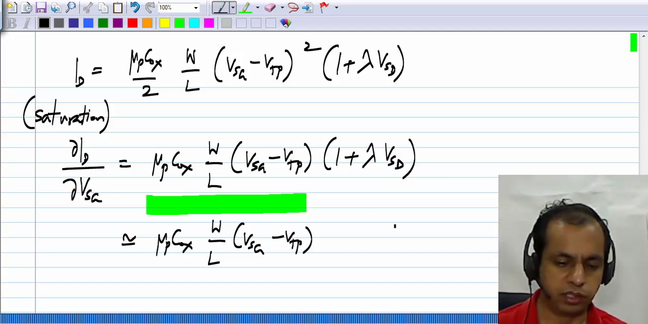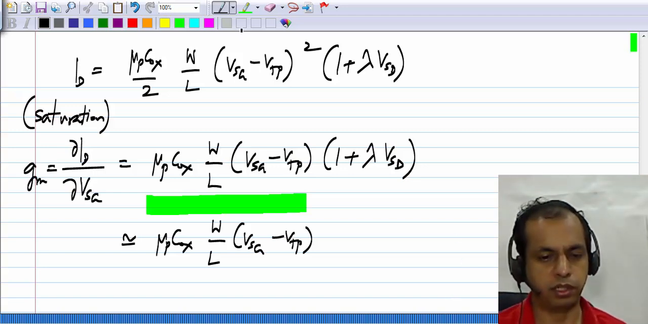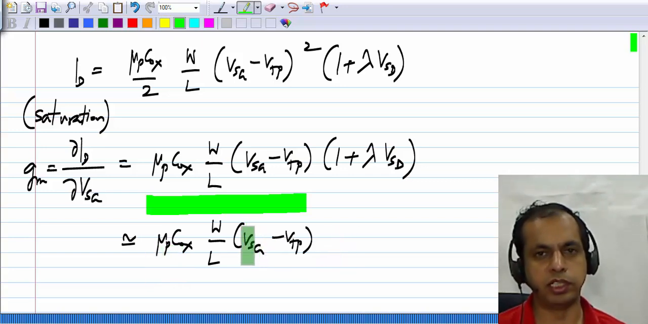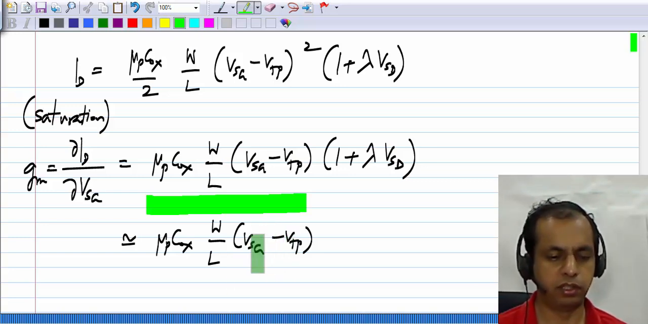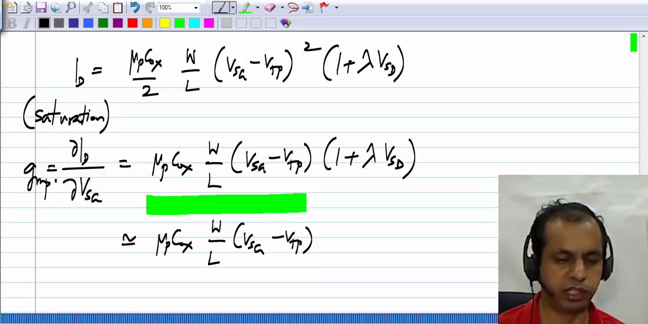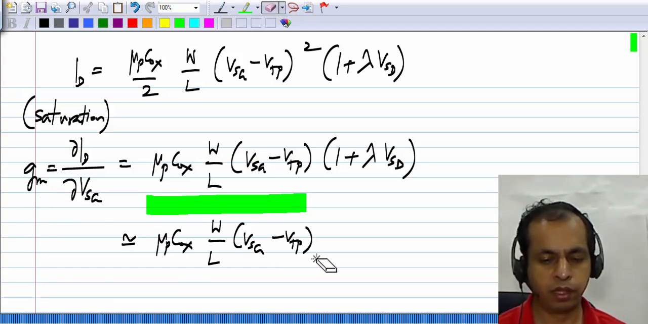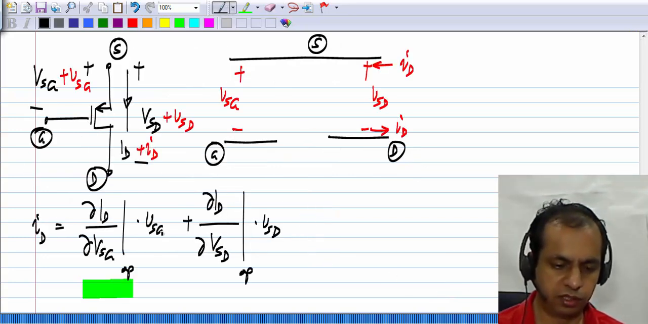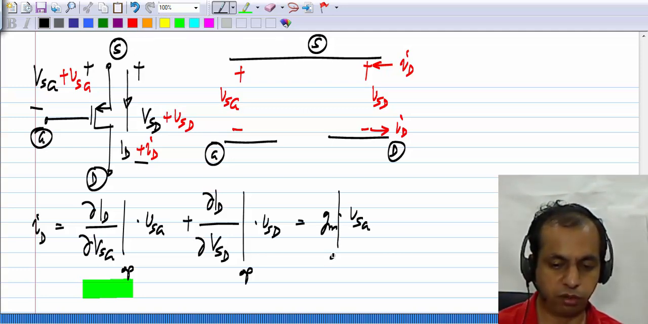Okay, and this is nothing but the gm of the MOS transistor, and you can see that the expression is the same as before, except instead of VGS we have VSG. That's because all polarities in the PMOS transistor are reversed. If you have both NMOS and PMOS transistors, you could distinguish this by saying gmp or using some other extra subscript. So we have gm, and this simply says that ID will be gm times VSG, and of course the gm is calculated at the operating point.